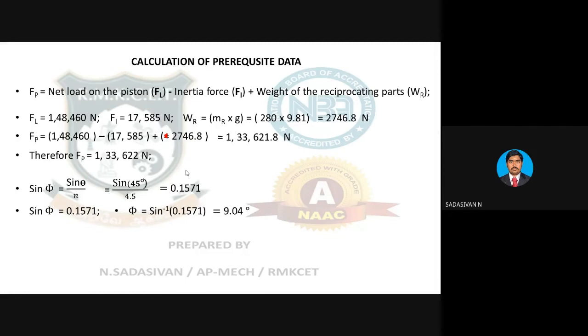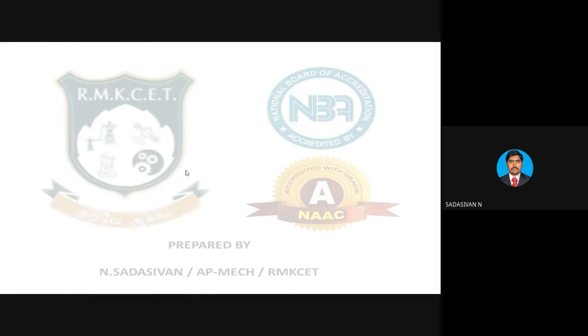It is 9.04 degree. Okay. So please don't be lazy. Try to work with the calculator. So phi is 9.04 degree. Now start doing the questions in this problem. First question is crank pin effort Ft. Formula for Ft: Fp sin of theta plus phi by cos phi.